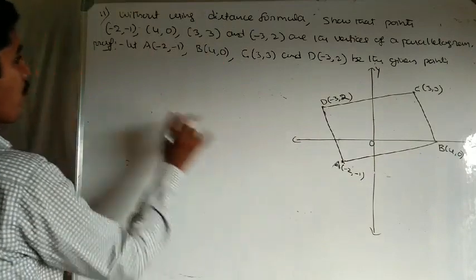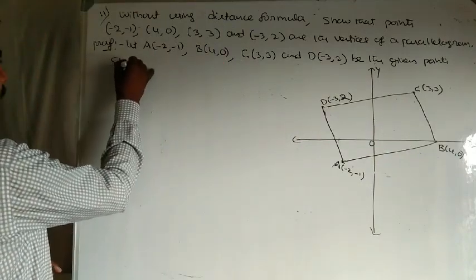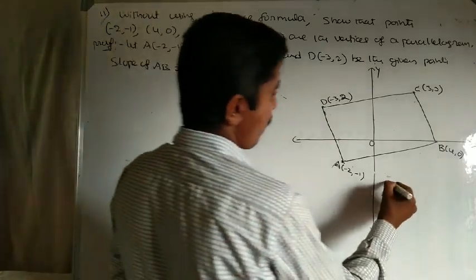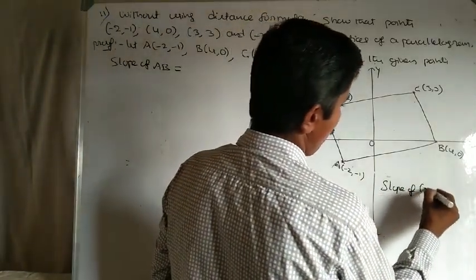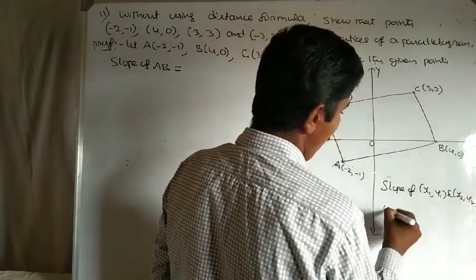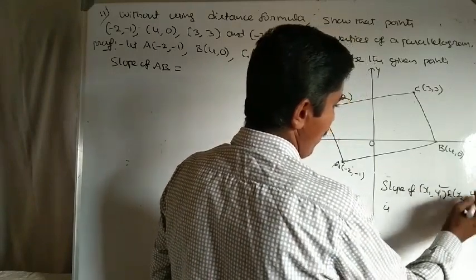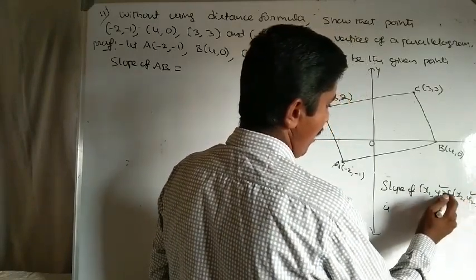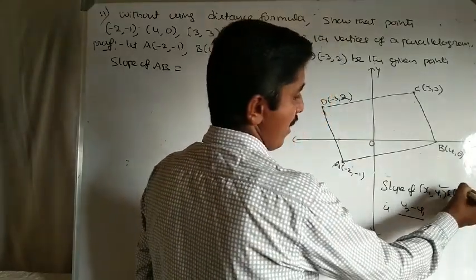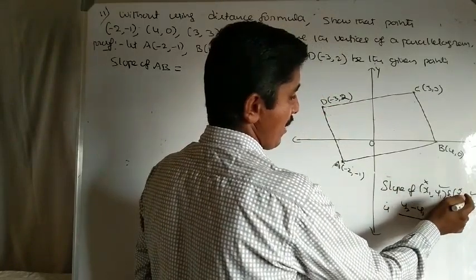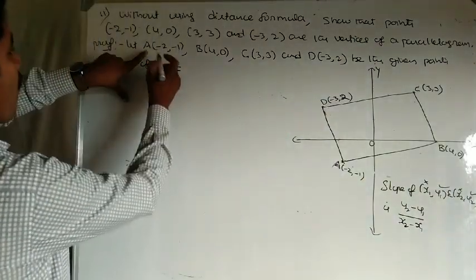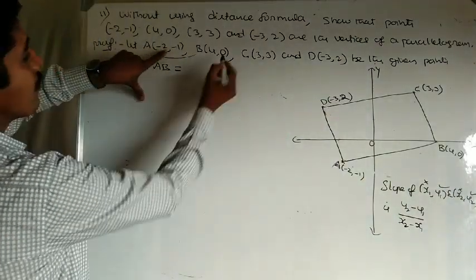First, the slope of AB. Remember, the slope of a line passing through two points x1 comma y1 and x2 comma y2 is given by the y coordinate difference, y2 minus y1, divided by the difference of the x coordinates, x2 minus x1. Right. This is the slope of AB.